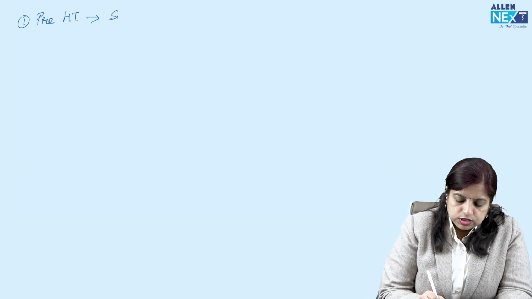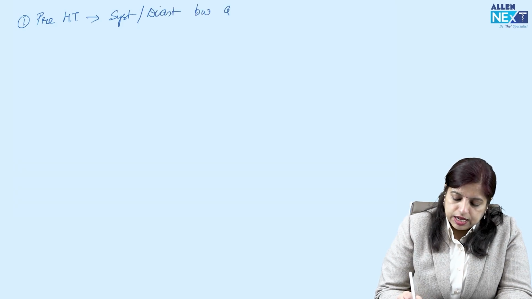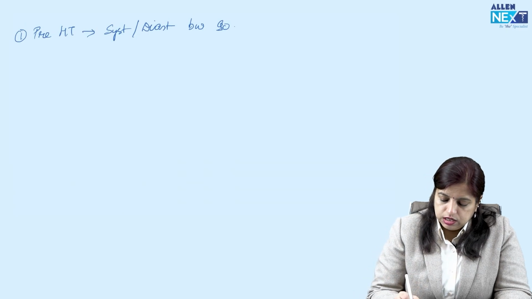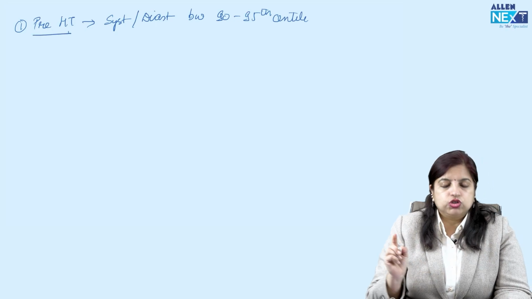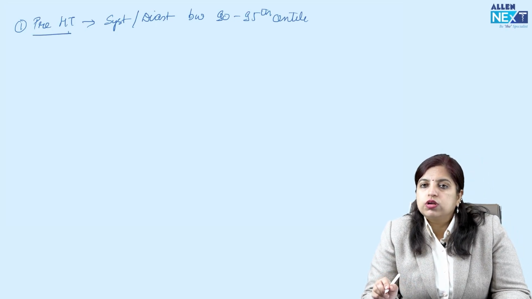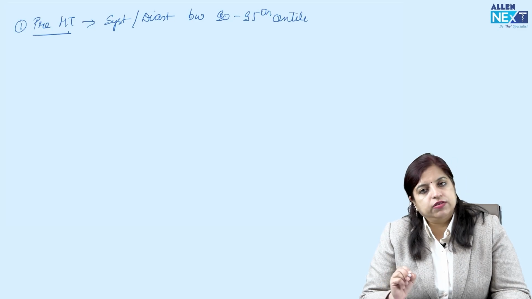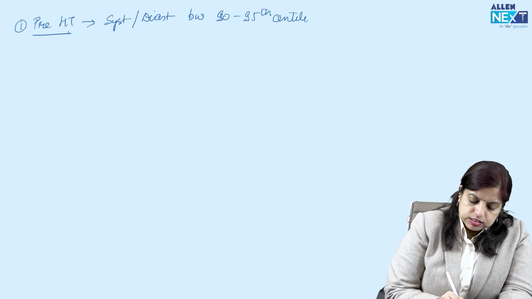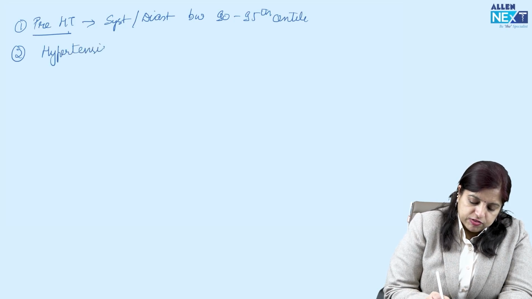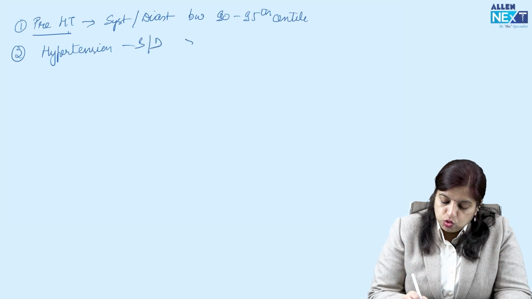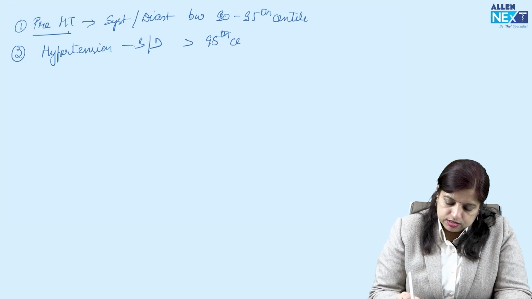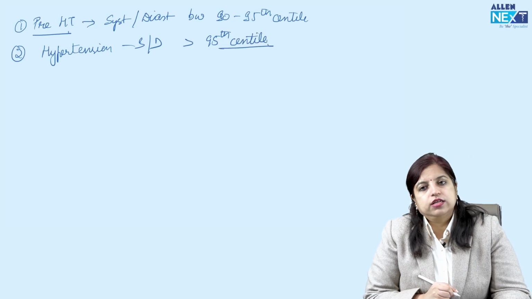I'll write it down for you. Systolic or diastolic blood pressure is between the 90th and 95th centile. I'll again repeat this: pre-hypertension is systolic or diastolic blood pressure between the 90th and 95th centile. Then next is hypertension. Hypertension is when the same systolic or diastolic blood pressure is more than the 95th centile. Is this clear to you? Okay, it is clear, right?